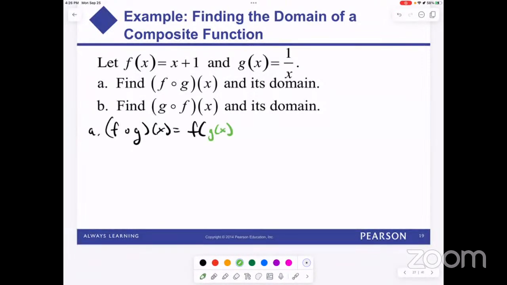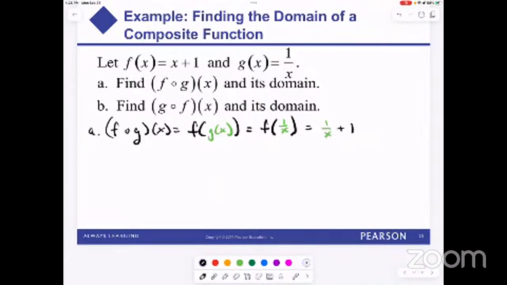So this means f of 1 over x. But then f is x plus 1. So this is going to be 1 over x plus 1. Okay. So that's our simplified function.